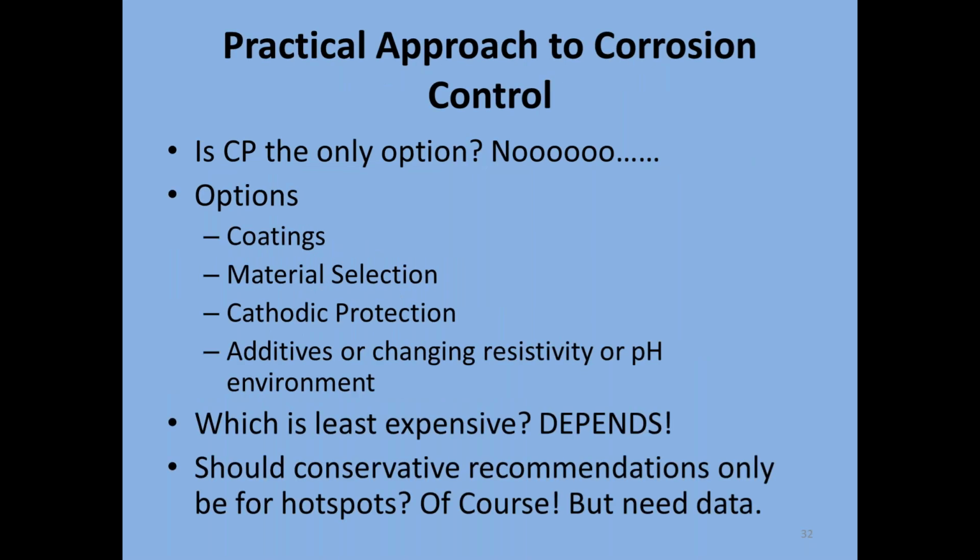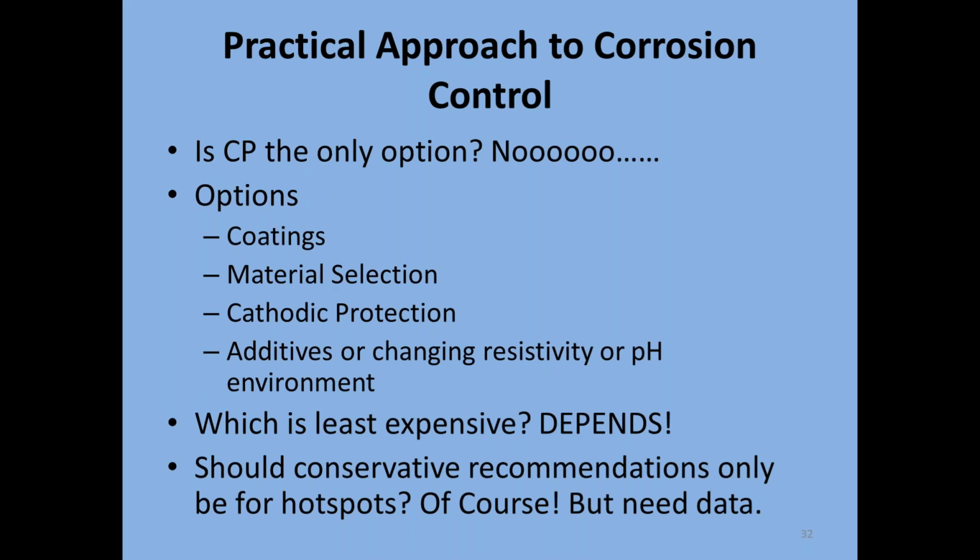So I guess this is the moral of the story here, we're getting there. What is the practical approach to corrosion control? Now that you know corrosion's a very complicated thing, but at the same time simple. Is cathodic protection, CP, the only option? No, it's not. Definitely not. It's the last resort. The other options are coatings, material selection, choosing the right material for the job, then additives or changing the resistivity of the soil or the environment, or then maybe cathodic protection.